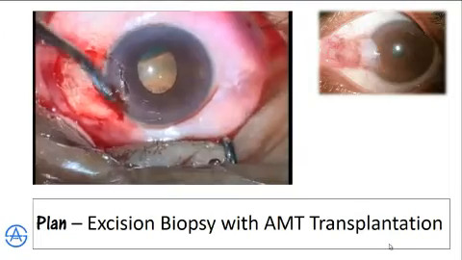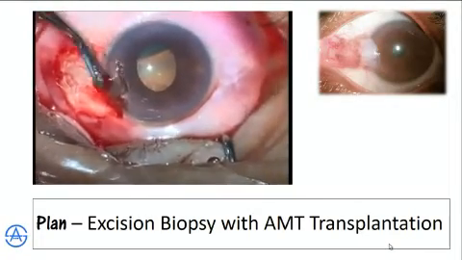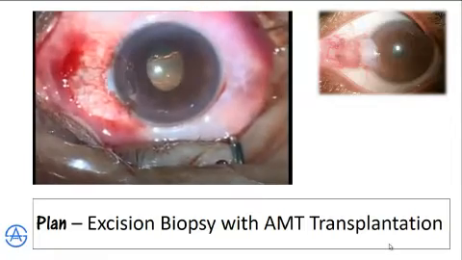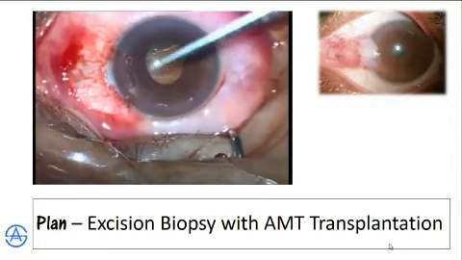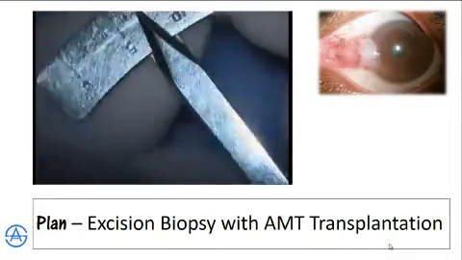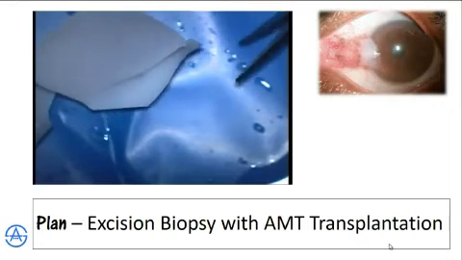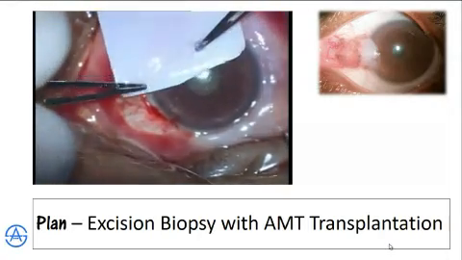Then the ocular surface was well debrided of the neoplastic tissue and a smooth surface was ensured. The defect was later measured with a caliper, both vertical and horizontal, and a corresponding size of amniotic membrane was taken.